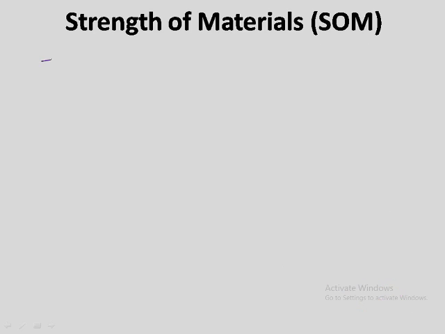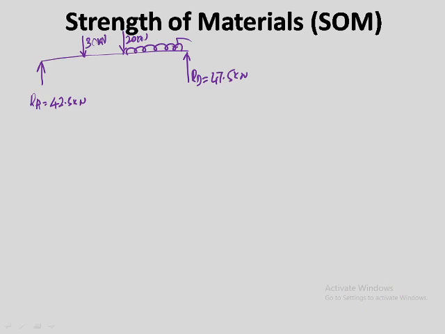So that is the force diagram. Now this is RA acting in upward direction, 42.5 kilonewton. This is RD acting in upward direction, 47.5 kilonewton. Now 30 kilonewton is on this side, 20 kilonewton is here. This is 10 kilonewton per meter. This is 4 meter here. This is 2 meter. This is 2 meter.